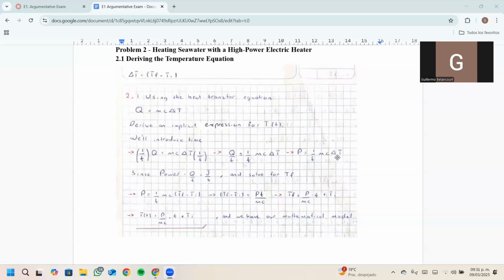Then in problem two, what we have is the heat transfer equation, and we have to introduce time to this equation to find an expression for temperature over time. So we multiply 1 over t on both sides of this equation. Then we get that heat over time is equal to power, so we can substitute this. Now that we have only time on one side of this equation, we can solve for final temperature, which gives us our new mathematical model, which is power over mass and specific heat capacity, multiplied by time, plus the initial temperature.